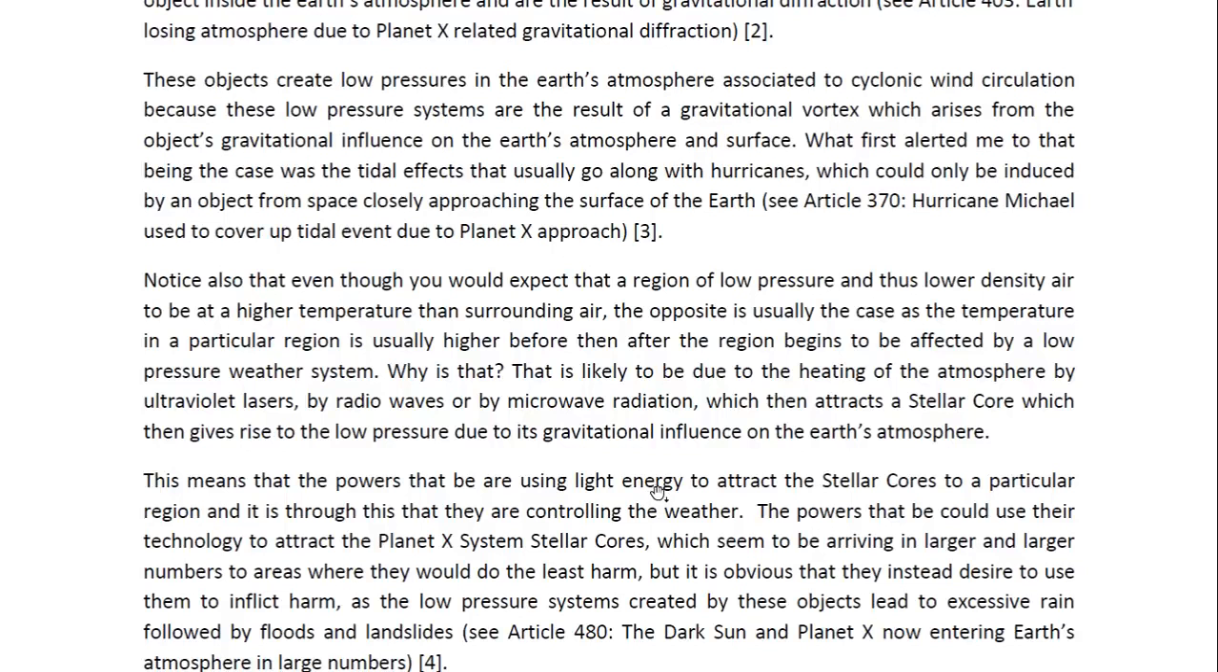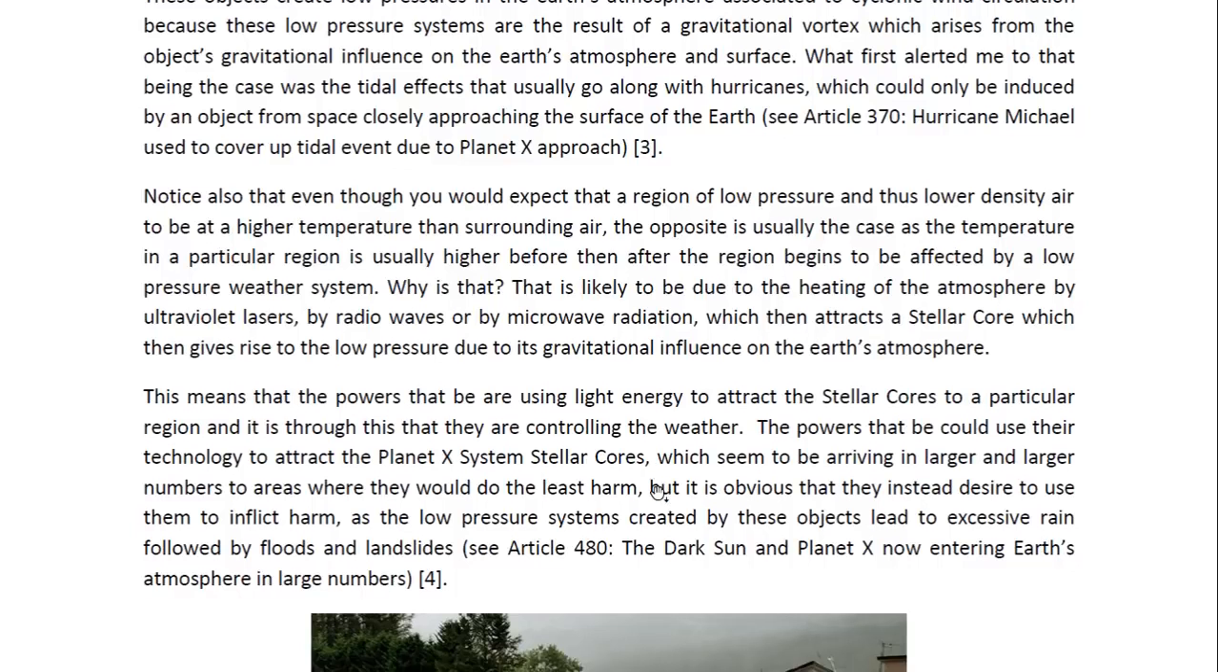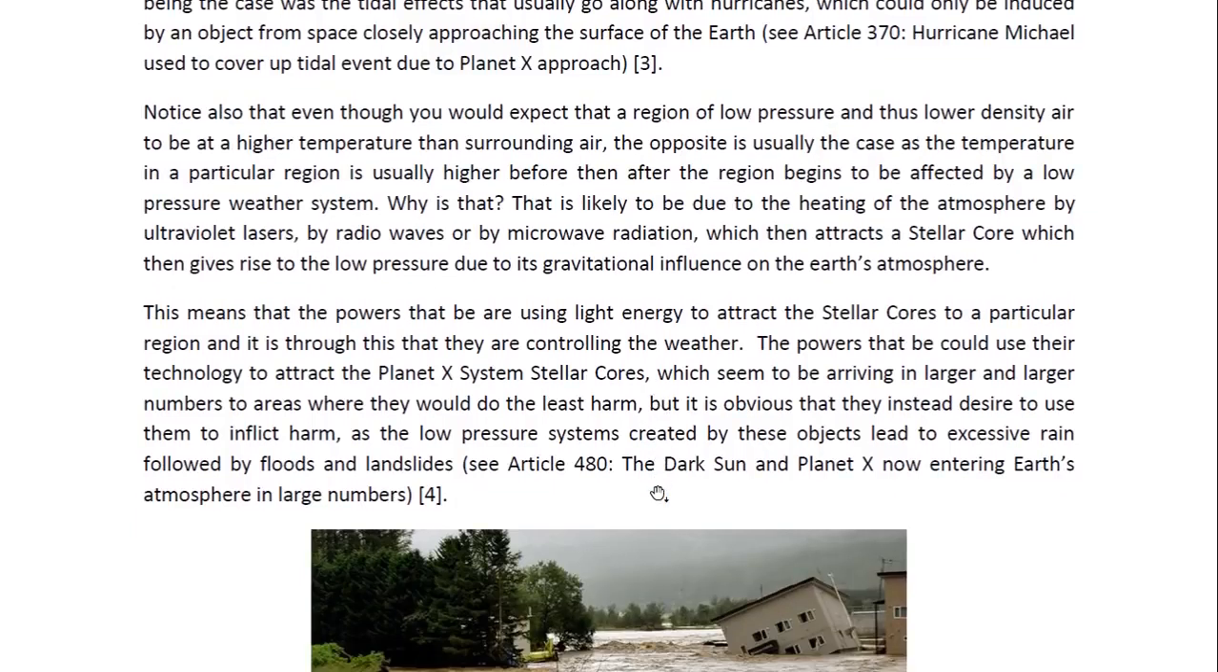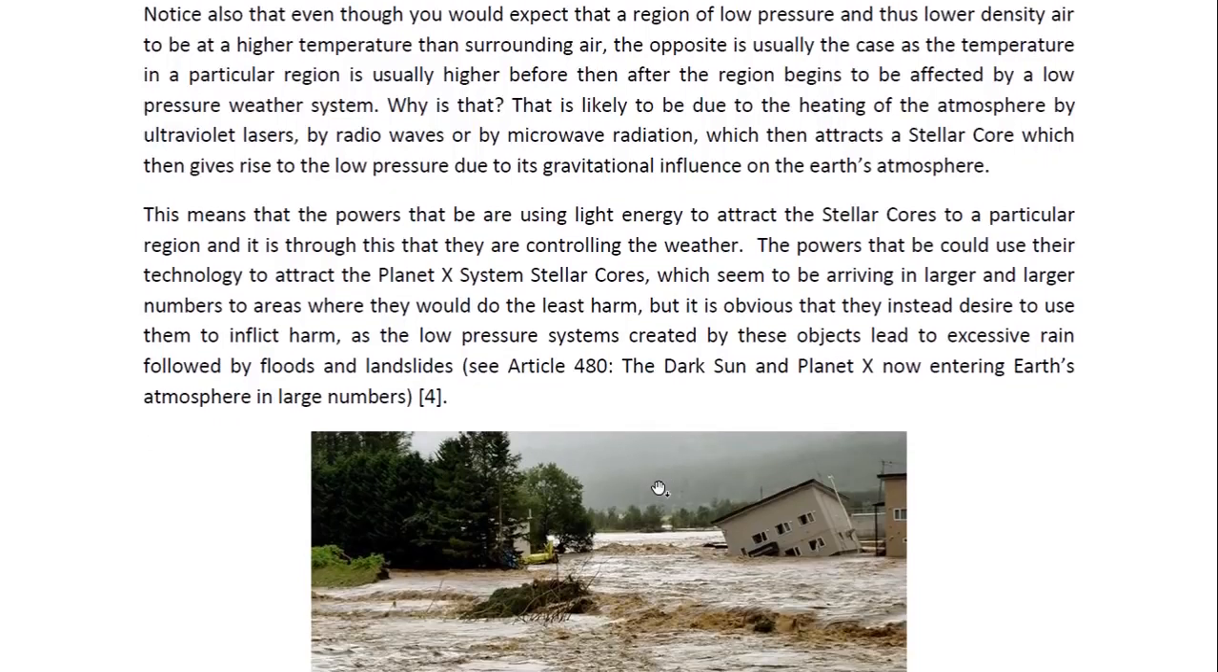Notice also that even though you would expect that a region of low pressure and thus lower density air to be at a higher temperature than surrounding air, the opposite is usually the case, as the temperature in a particular region is usually higher before than after the region begins to be affected by a low pressure weather system. Why is that? That is likely to be due to the heating of the atmosphere by ultraviolet lasers, by radio waves, or by microwave radiation, which then attracts a stellar core, which then gives rise to the low pressure due to its gravitational influence on the Earth's atmosphere.